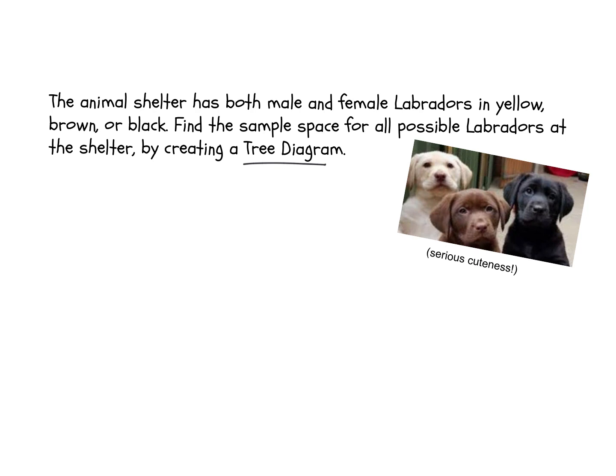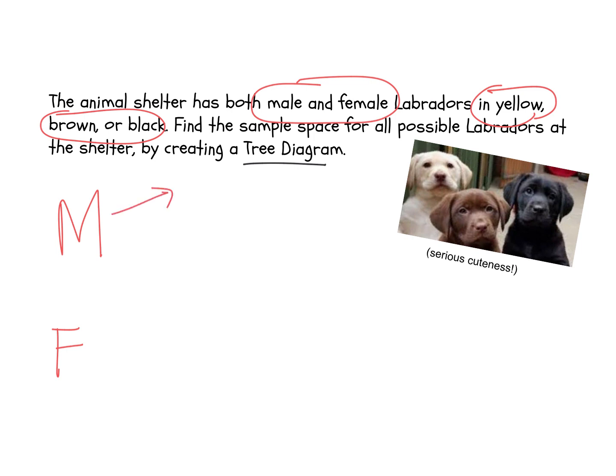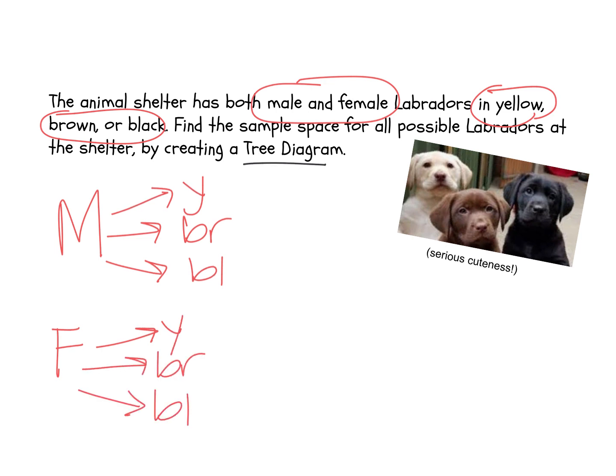So we first can choose between male and female, and then we choose between yellow, brown, or black. So what we're going to do is our first choice is male or female. And then we can have a male yellow, male brown, or male black. We can also have a female yellow, female brown, female black.